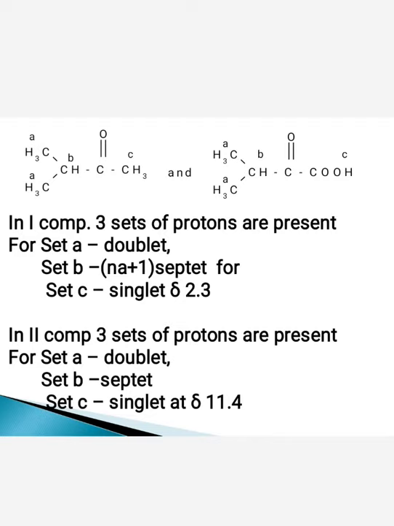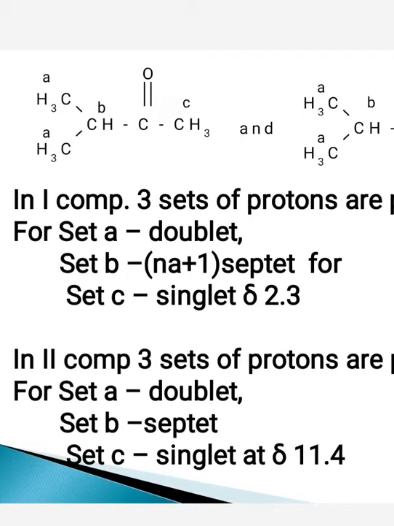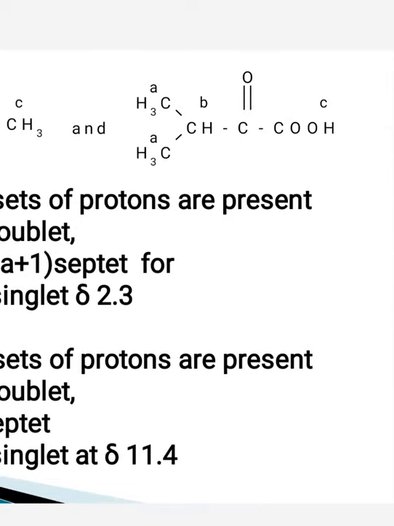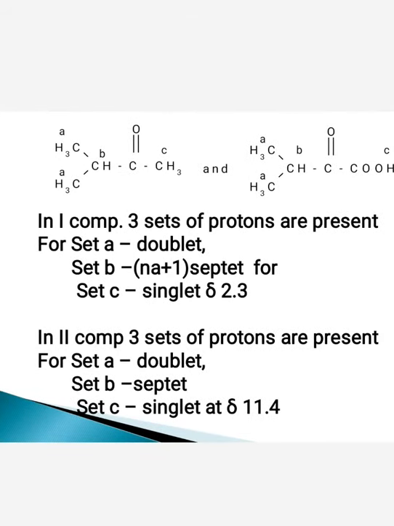Here it is necessary to give the chemical shift value for the C set of protons. In the first compound, the peak for the C set of protons appears at delta 2.3. While in the second compound, the peak for the C set of protons, that is the proton of the COOH group, appears at delta 11.4. As we saw earlier, the protons of aldehyde and carboxylic acid appear between 9 to 11 on the NMR scale.